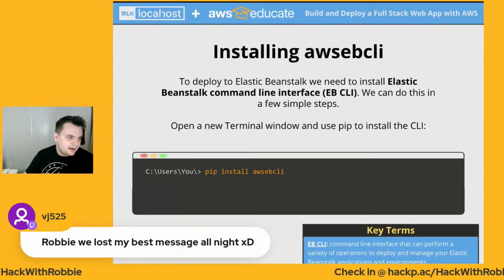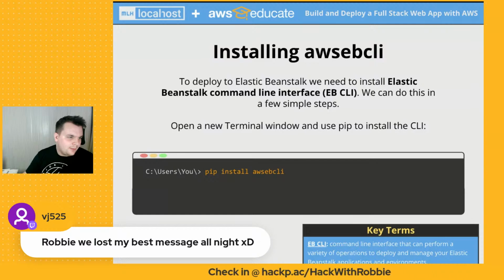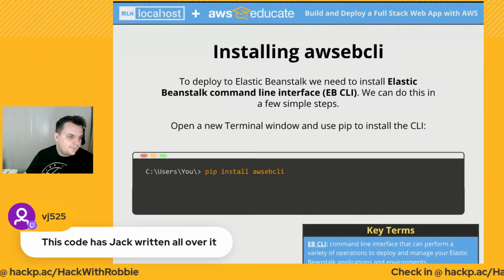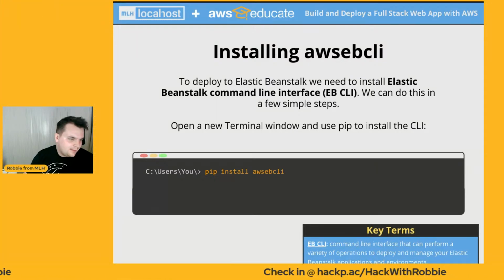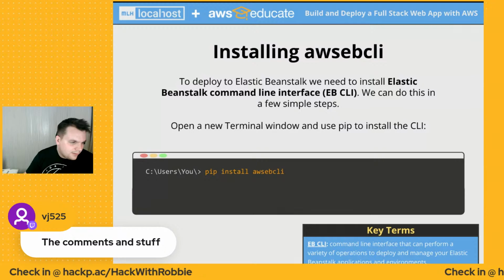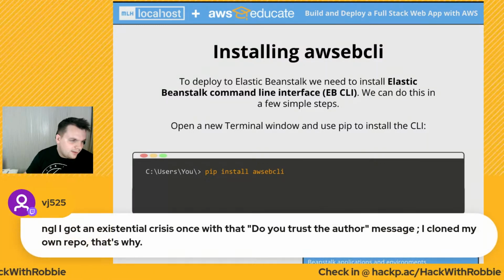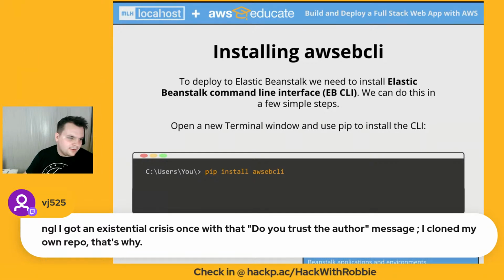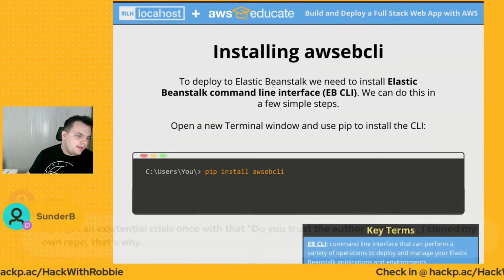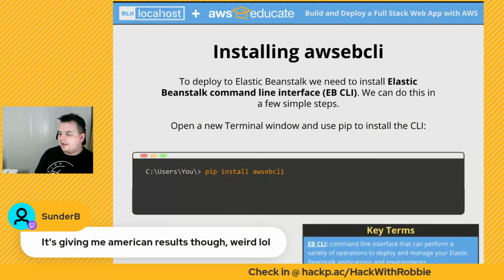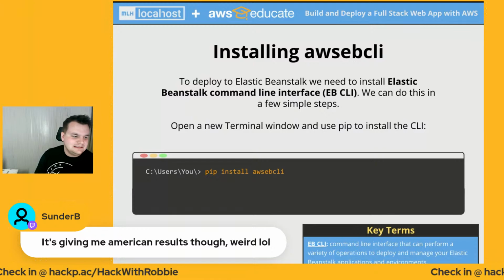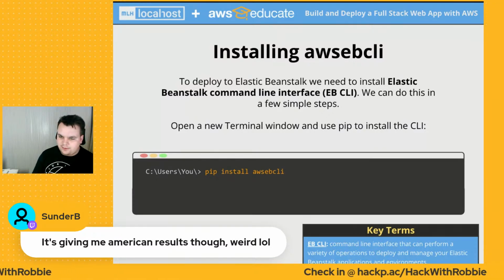We lost my best message all night. What was the best message all night? The one about Jack's code. That one. The next one. What? The comments and stuff. Not gonna lie, I got an existential crisis once with that. Do you trust the author message? I cloned my own repo. Yeah. Oh, here's a good one. Giving me American results. Is there a possibility that your city, or the name you're typing in, is also an American city? It's a bit of a guess, to be honest, but how's our installation doing?